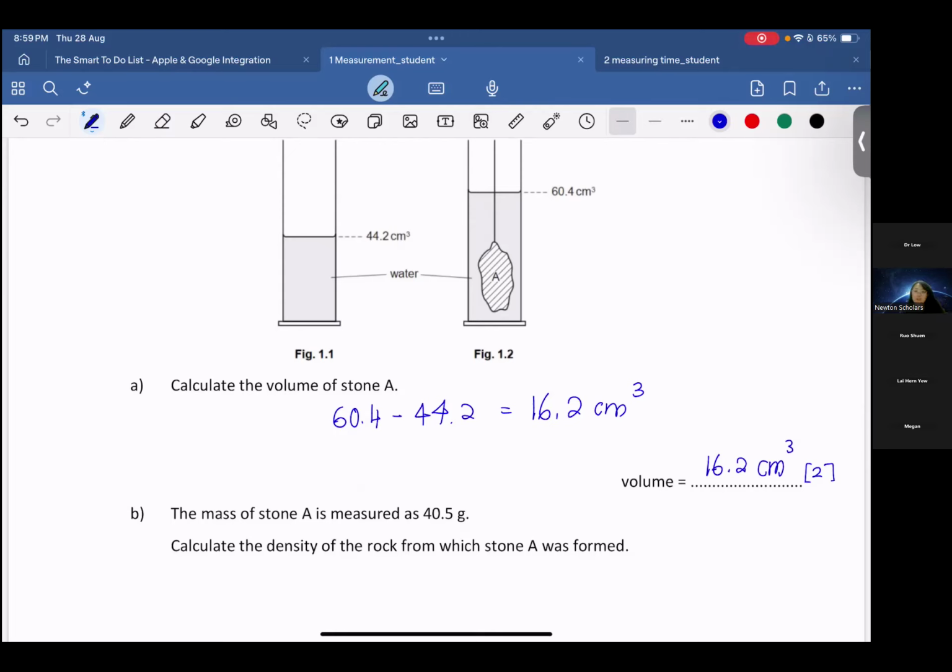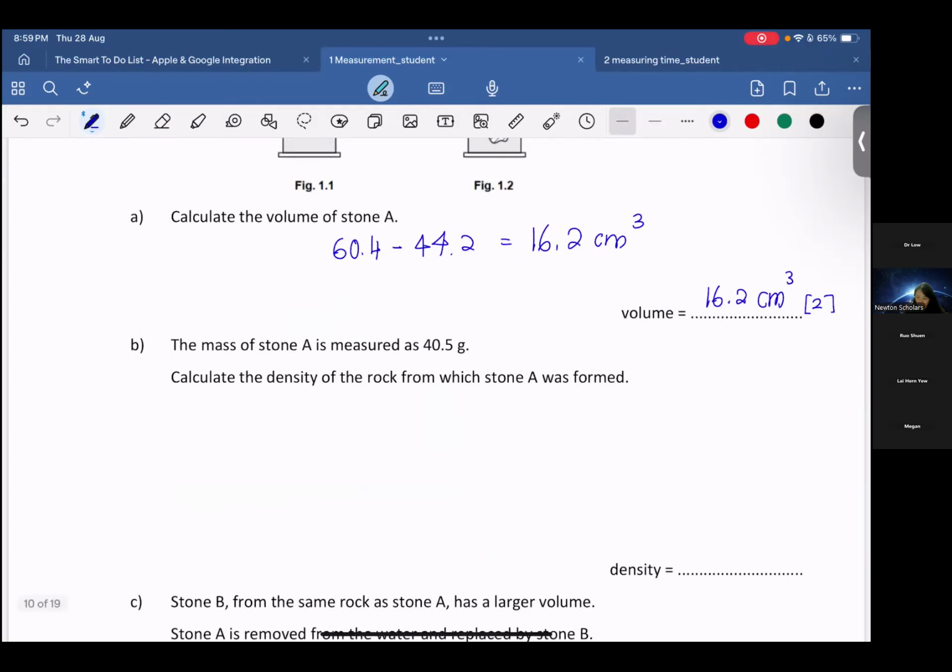If you didn't write the unit, most of the time we can deduct your mark. But of course, it depends on the answer scheme. Sometimes they take pity on you, so with no unit they still give the mark. But most of the time, they want you to have the unit. Okay, B question.